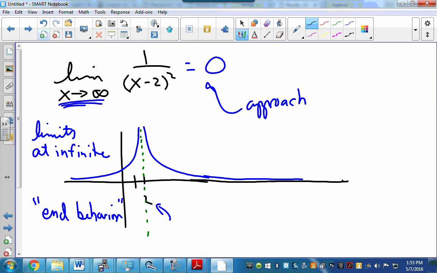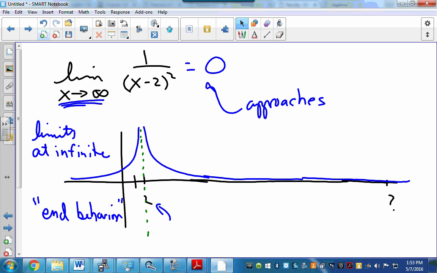And in later courses, we'll talk about how you can actually determine how far out you've got to go to make sure that this is within any specified tolerance of 0. I do know the function never gets to 0, but the limiting behavior is 0. Okay, so it approaches 0. So we'll call this limits at infinity.